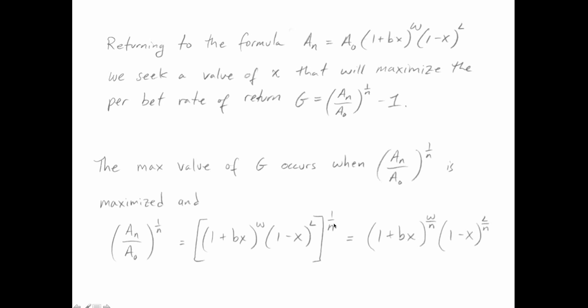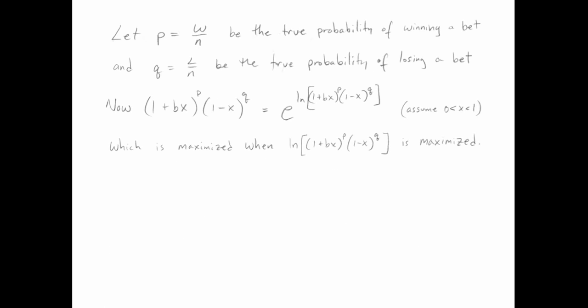Now I'm going to distribute the 1 over n, so I've got W over n and L over n as I distribute that to the power. Of course, W over n is how many times you win out of the total number of bets, which means that really that's what the true probability is. If I really knew what that was, that would be very, very useful information. I don't necessarily know precisely what that is, but that's another story, and we can work on ways in which you can try to analyze the events to improve your estimate of the true probability.